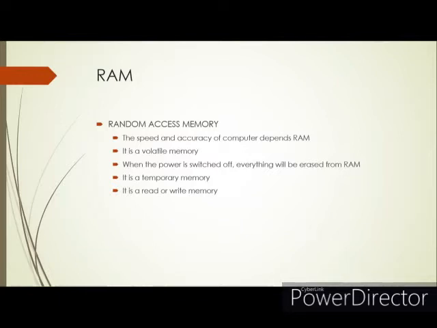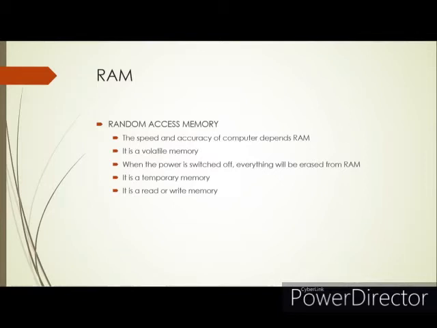And random access memory is like that. Okay, when we switch off the computer, the content inside RAM will get erased. So we can call it a temporary memory. And then it is a read or write memory. We can read the content inside RAM and also we can write on it. So it is known as read or write memory.